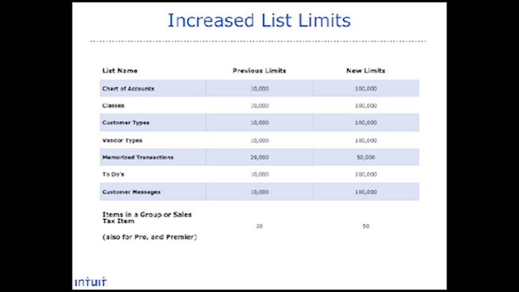The to-dos have increased, which I think is nice because now we can create even more to-dos and more notes. And really the most important one to me on this screen is the bottom one, which is not Enterprise only, so anything kind of above the line, starting with the blue and white striped lines, is Enterprise only. But the one that's for Pro and Premier and Enterprise is this increase in the number of items that I can have in a group, either a regular group item or a sales tax group item. And that's going from 20 to 50, which is pretty cool.